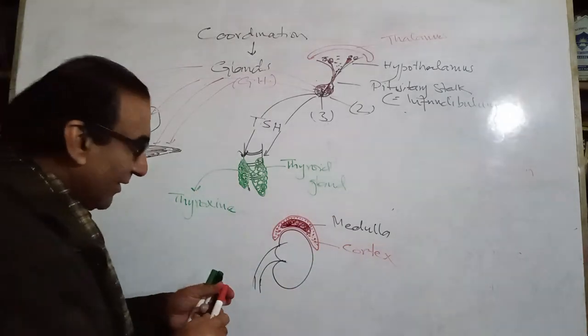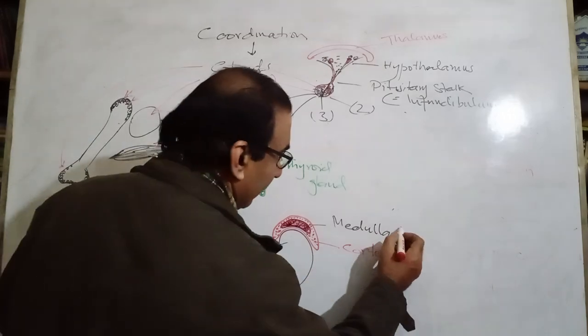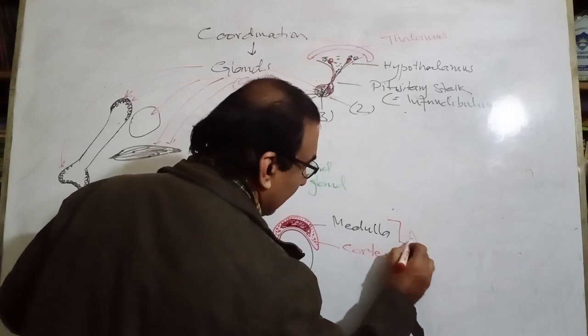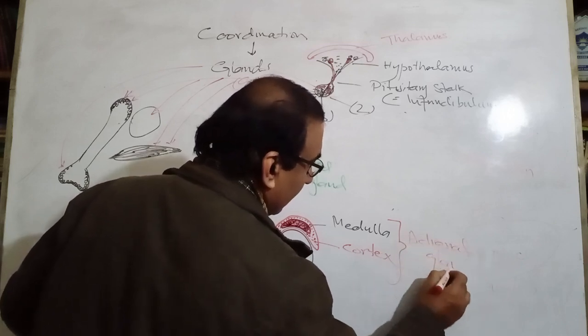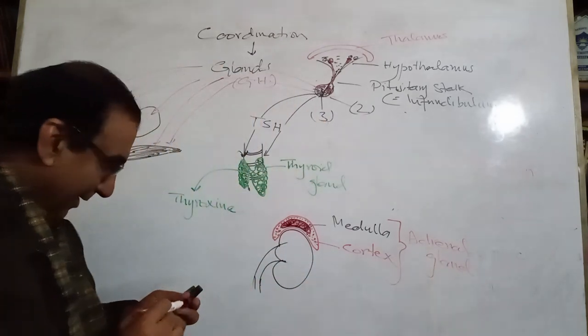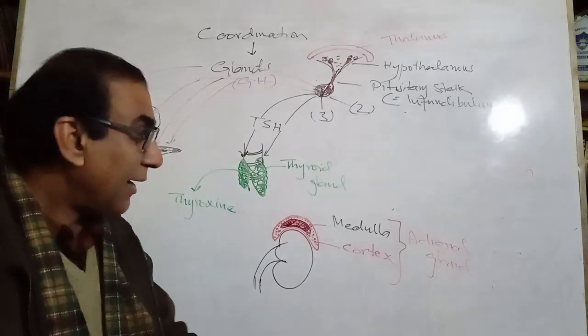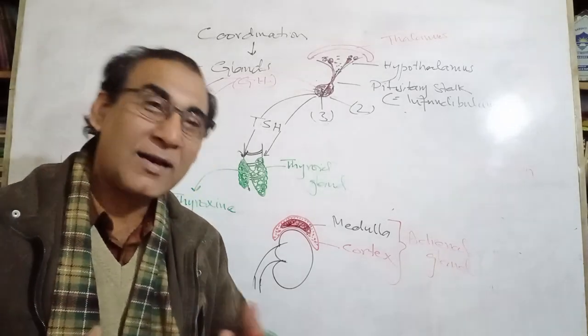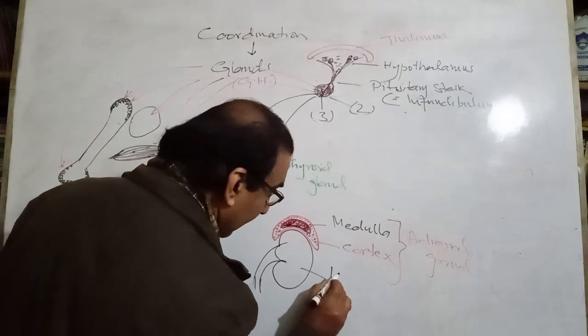Okay, come on. This is the adrenal gland. And why do we call it adrenal? Because it is at the end position of the renal part of the body. Renal means what? Kidney.